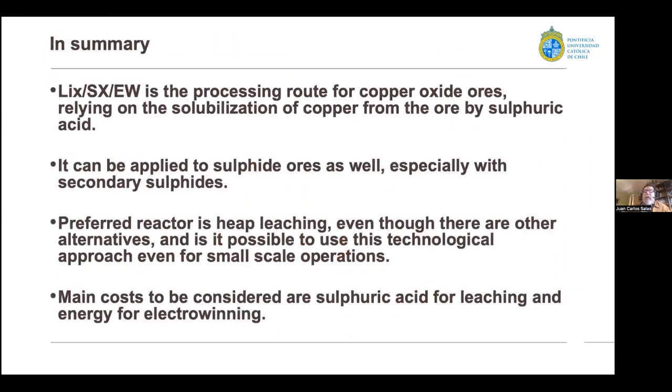So in summary, LIX, SX, and EW is a processing route for copper oxide ores, as well as in certain cases for sulfide, which relies on the solubilization of copper from the ore. It can be applied, as I said, to sulfide and oxides. The preferred reactor is heap leaching, even though there are other alternatives, and this option may be used for small or large scale operations. And the main costs to be considered are sulfuric acid for leaching and energy for electrowinning.